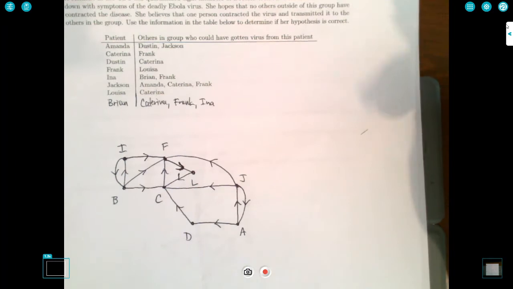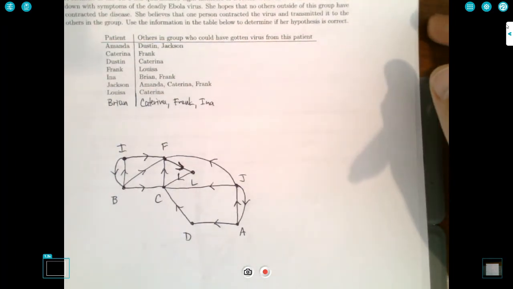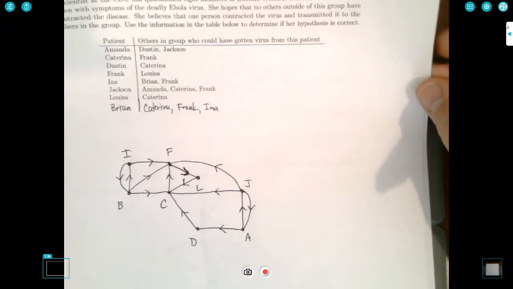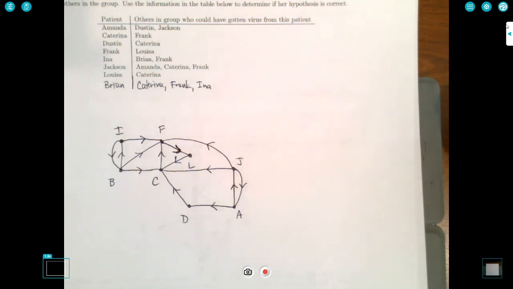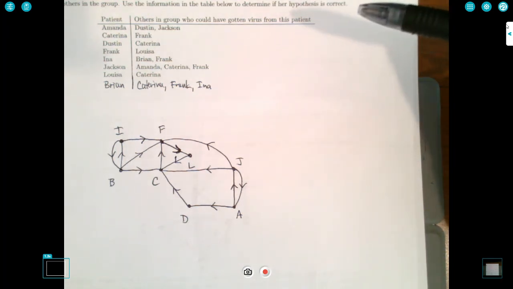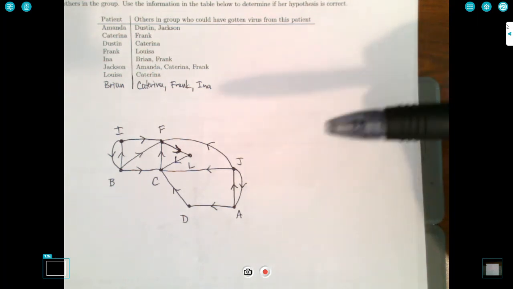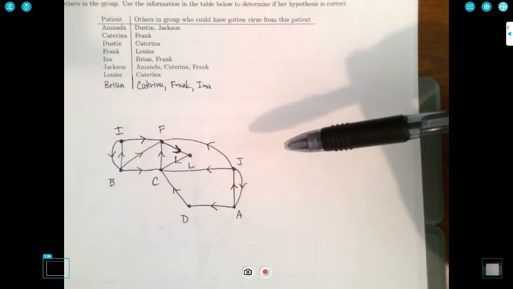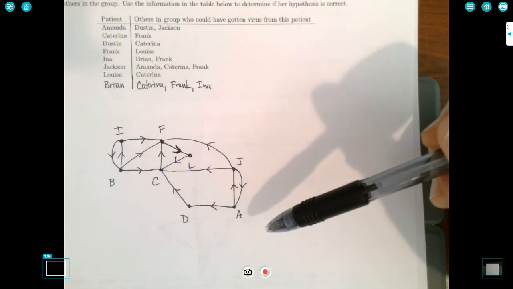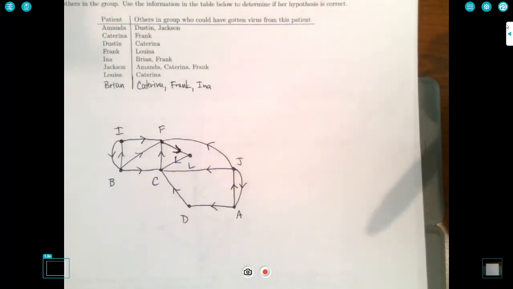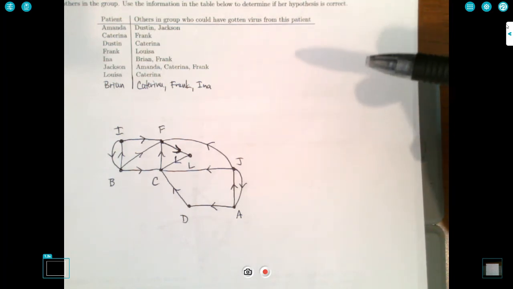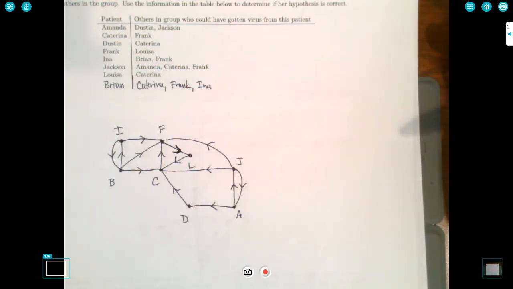Okay, so this is what's known. Maybe they did some kind of tracking system to see who was in contact with whom, and this is what was determined. So the question we're wanting to answer is: is it possible for one person in this group to have given the virus to everyone else in the group? Not necessarily directly, but in a secondary or tertiary path.